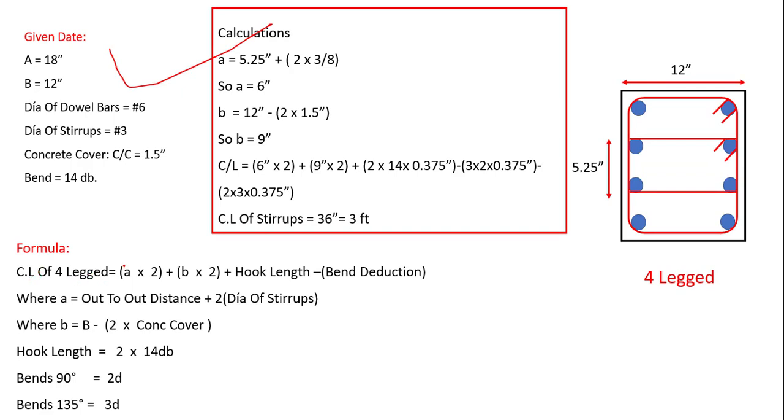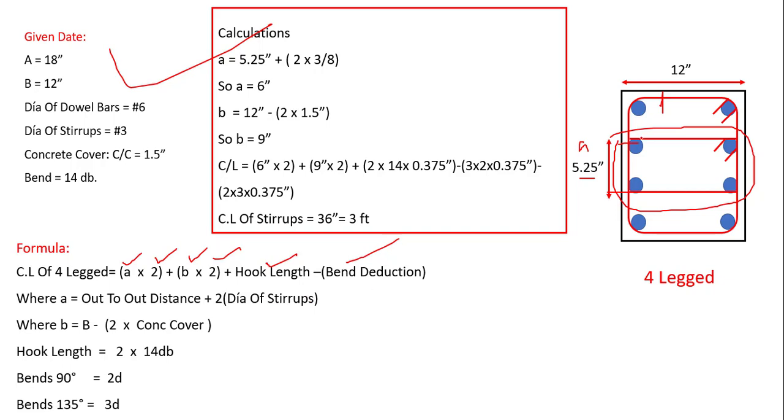Cut length of a 4-legged stirrup will be equal to A into 2, plus B into 2, plus hook length, minus bend deduction. I'm going to find out only this internal stirrup, as we have already found the rectangular stirrup, remember. We can add this value as well, but our main aim is to find the cut length of this internal stirrup. Where A is, here I have changed the A, outward distance plus 2 into dia of stirrup. Outward distance 5.25 we have already found, right from this position up till this position, plus 2 into dia of stirrup.